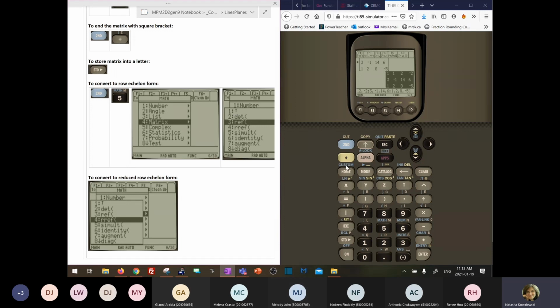I don't see it. It's above the on button, I think. Above the on button. Bottom left. Oh, right there, right there. Yes, yes, thank you. I was like, where is it?